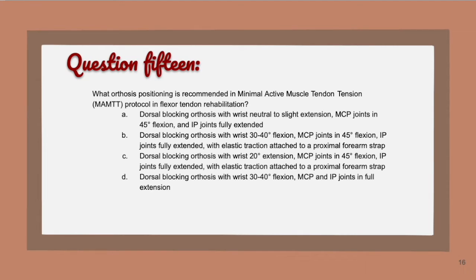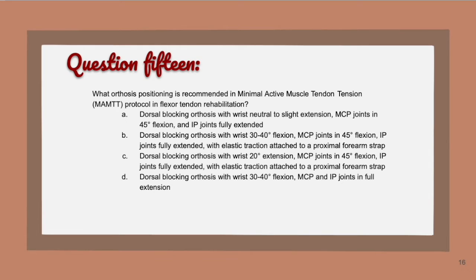Question 15. What orthosis positioning is recommended in the minimal active muscle tendon tension, MAMTT, protocol in flexor tendon rehabilitation? A. Dorsal blocking orthosis with wrist neutral to slight extension, MCP joints in 45 degrees flexion, and IP joints fully extended. B. Dorsal blocking orthosis with wrist 30 to 40 degrees of flexion, MCP joints in 45 degrees flexion, IP joints fully extended with elastic traction attached to a proximal forearm strap.